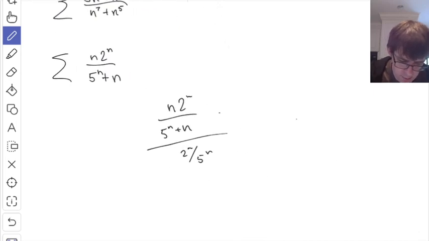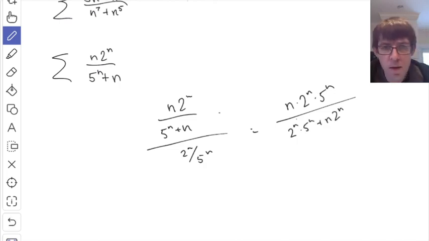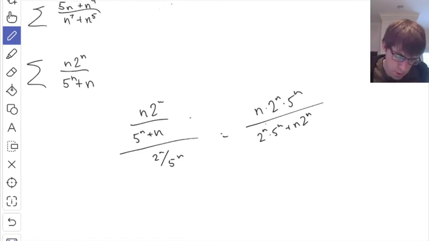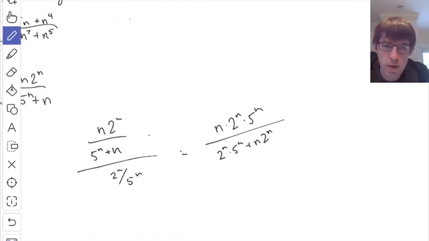Mm-hmm. You multiply, so the 5 to the n goes up top, n times 2 to the n times 5 to the n, like that. And then on the bottom, you distribute 2 to the n times 5 to the n plus n times 2 to the n, right? Mm-hmm. And then to do this limit, I would divide through everything by 2 to the n, 5 to the n. Okay. Is that what you did?